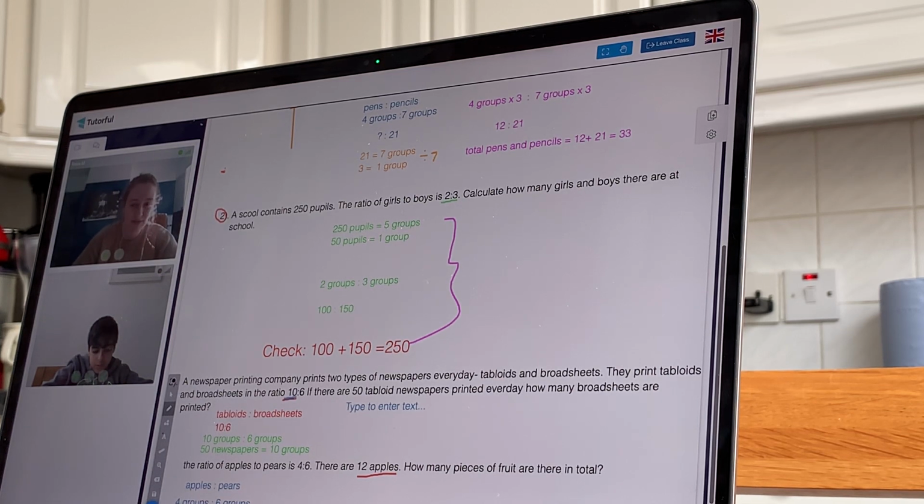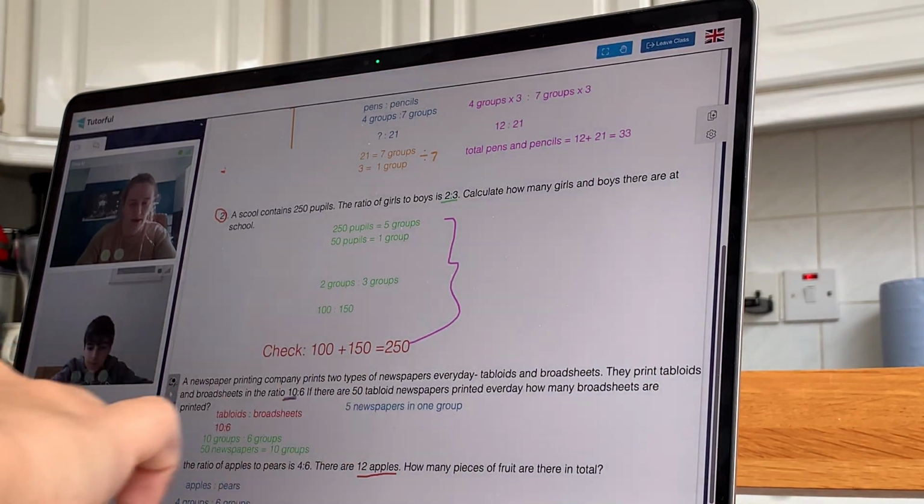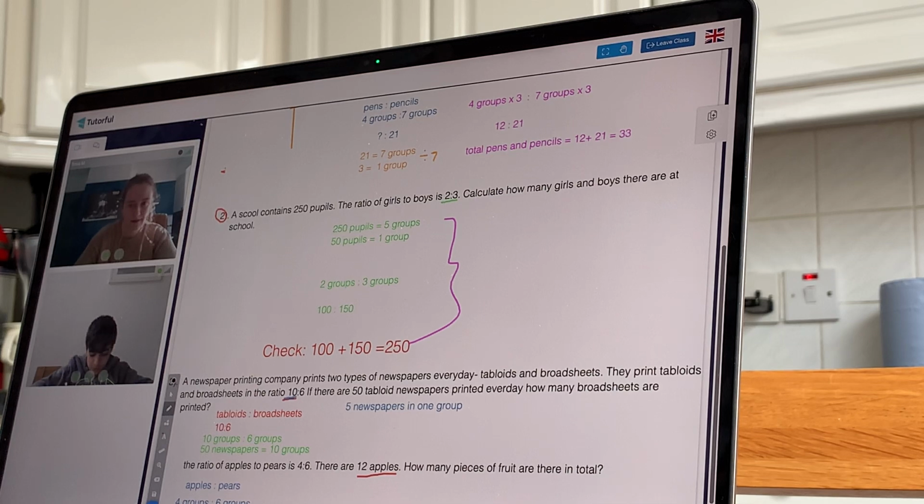So there's 5 newspapers in one group. So you will have to multiply 6 by 5. So if we want to find out the broadsheets, you multiply 6 by 5. 30. It's 30. So then how many are there in total? We have to do 30 add 50, 80. Yeah, 80, brilliant.